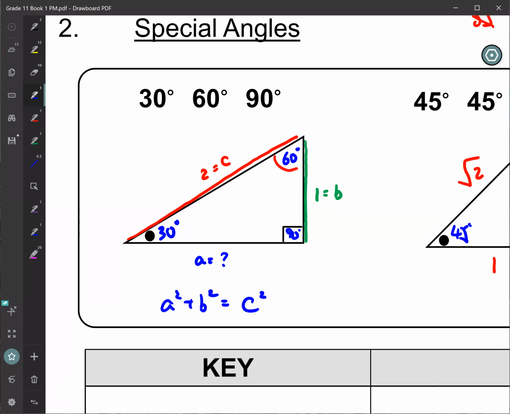Only 4 people found it. Anyone have trouble finding using the Pythagoras? You can keep your answer in square root, okay? You don't need a calculator. Okay, so can I have Elaine? What do you have for A? √3. Yeah, what's your answer for the missing side? √3, okay, yeah, very good. Okay, √3 is correct. Anyone have trouble getting √3?